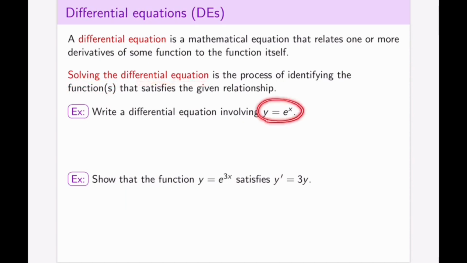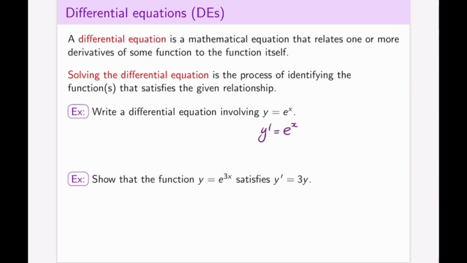Let's start off with probably the easiest function to take a derivative of, y equals e to the x. The question here asks to simply write a differential equation that involves this function. Well, I can take a derivative, and what am I going to get? The derivative of e to the x is just e to the x. And here we go. This in itself already is a differential equation.